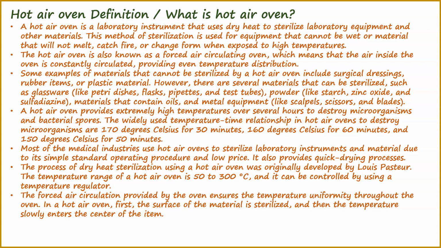Some examples of materials that cannot be sterilized by a hot air oven include surgical dressings, rubber items, or plastic material. However, there are several materials that can be sterilized, such as glassware, like petri dishes, flasks, pipettes, and test tubes, powder, like starch, zinc oxide, and sulfadiazine, materials that contain oils, and metal equipment, like scalpels, scissors, and blades.